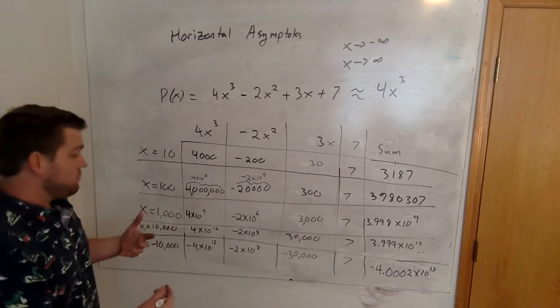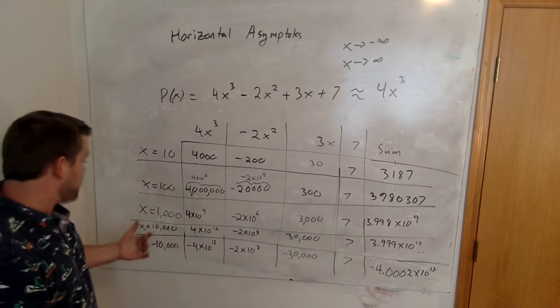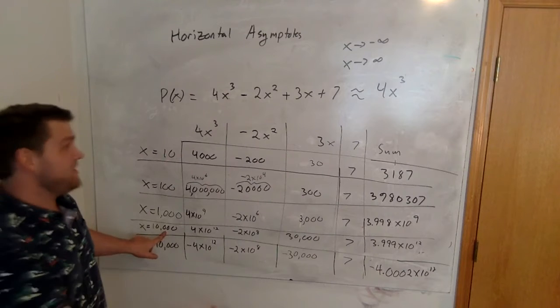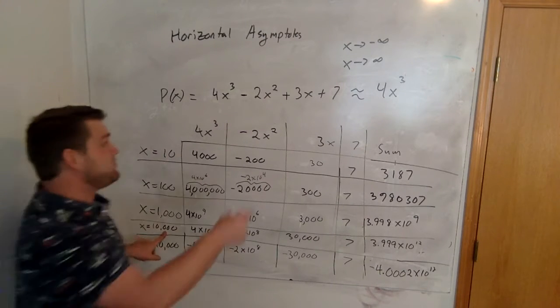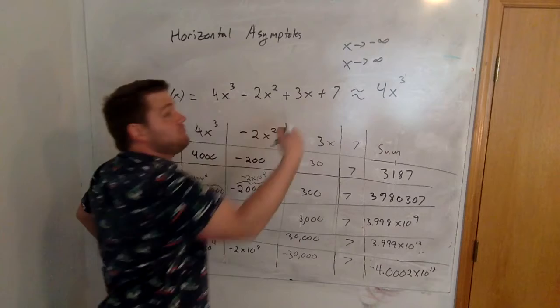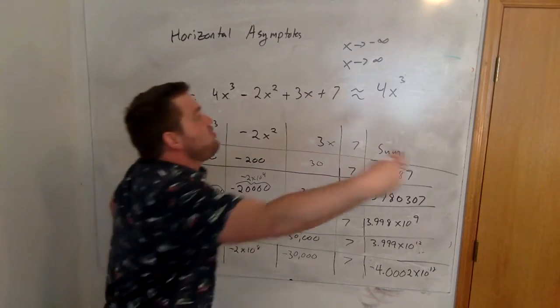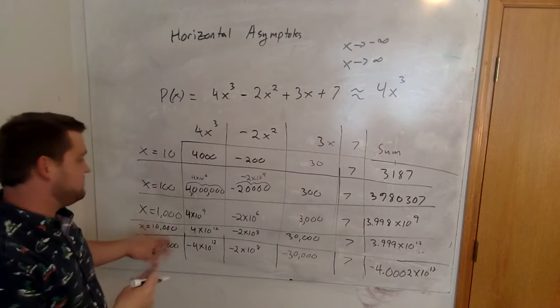Now, this gets even more clear as you plug in larger inputs. Look what happens when I plug in like 10,000. I'm not even plugging in 1,000,000. I don't even have to really say as x goes to infinity. Infinity really isn't that far. I don't really have to go that far out to see that this is happening.